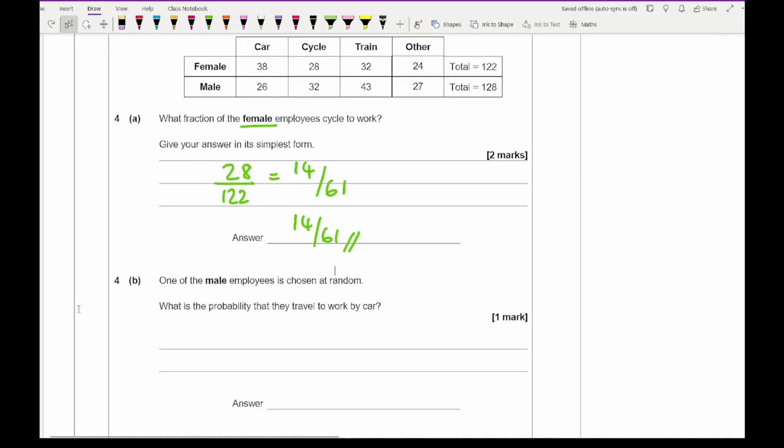Then for 4b, it says one of the male employees is chosen at random. What's the probability that they travel to work by car? So here we're looking at the male population, which is 128. And out of those 128, how many of them travel by car? That's going to be 26. And it's only worth 1 mark, so you can leave my answer as that, or I can simplify it, which is 13 over 64.